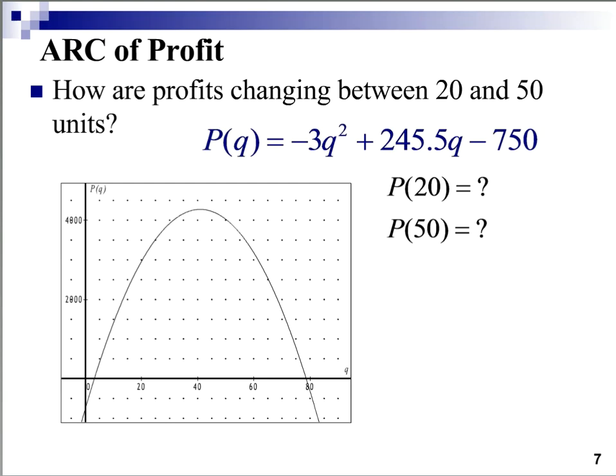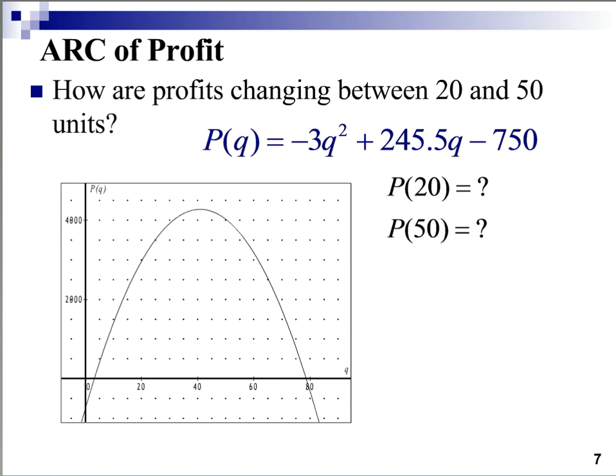So now let's go back and take a look at the profit function that we've been working with over the last 2 topics. You can see it here in front of you and the graph is illustrated for you. Our question is, how are the profits changing between 20 and 50 units? In other words, if we were to sell 20 units and then compare it to selling 50 units, what would the rate of change of the profits be between those 2 points?